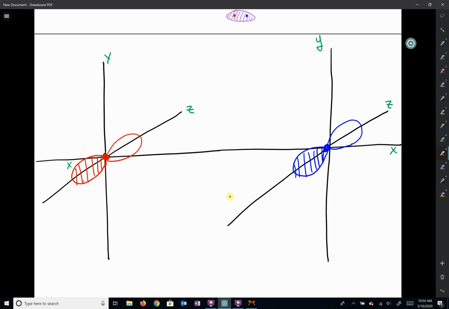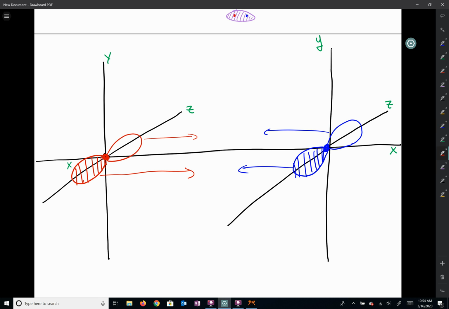Well, if we do that, then these two lobes are going to interact with each other, right? The in-phase lobes there and the in-phase lobes here are going to interact with each other. So here we're not going to have a head-on collision. Here we're going to have a side-on collision. So what would that look like?